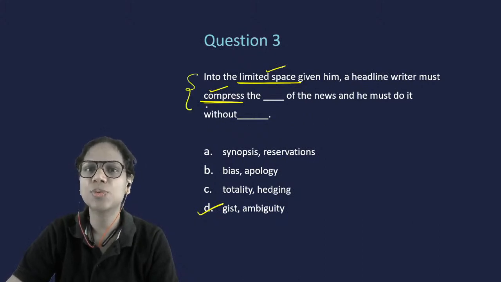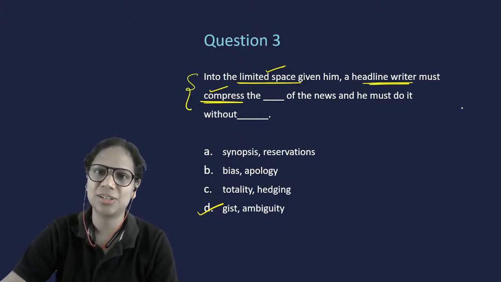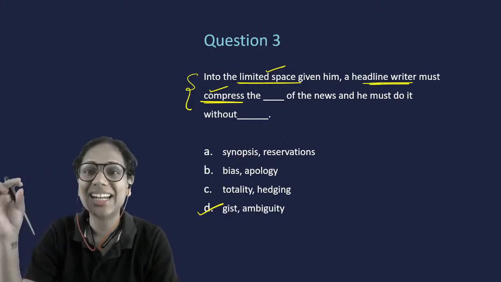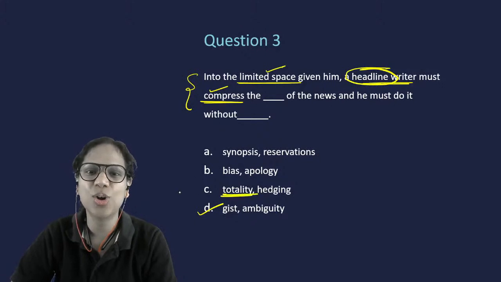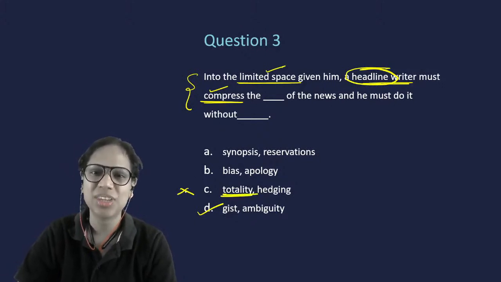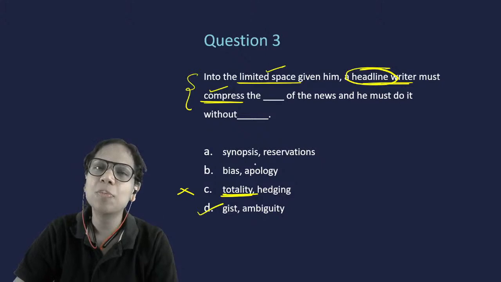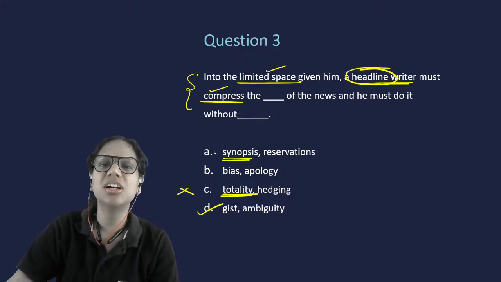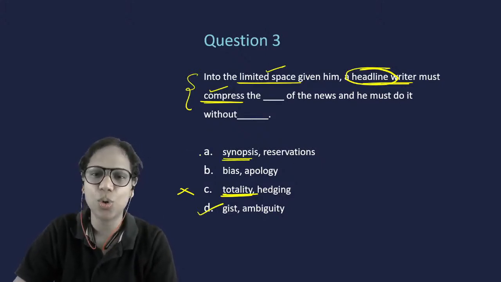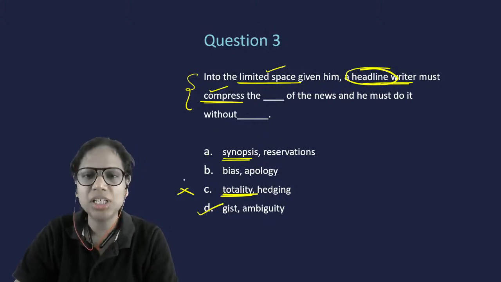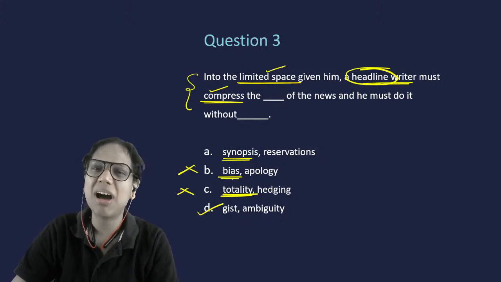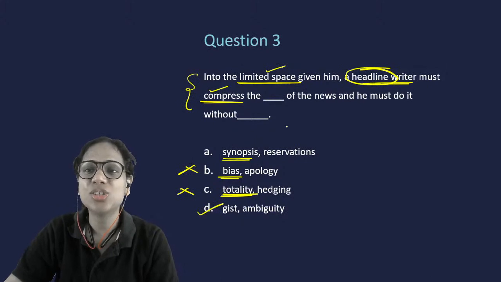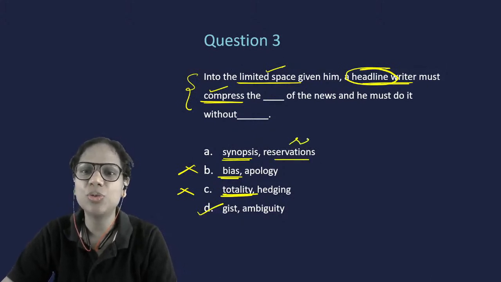So I'm talking about the responsibilities of a headline writer, right? This person is writing the headline, and the headline will not have all the news, it will not have the totality of the news, right? It may have a synopsis, but even a synopsis is a little longer, even a summary is a little longer, right? But we'll keep this in the running. B is eliminated. The bias of the news does not make sense, and he has to do it without reservations, would mean without any restraint.